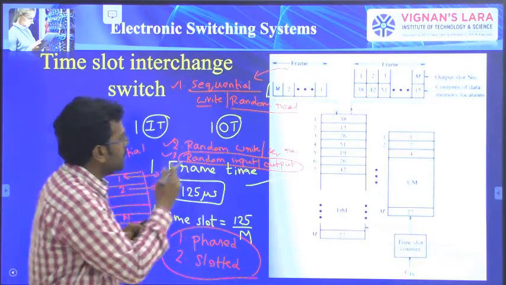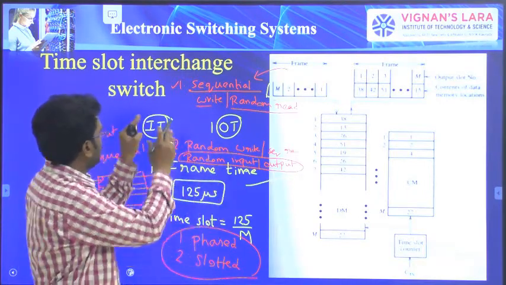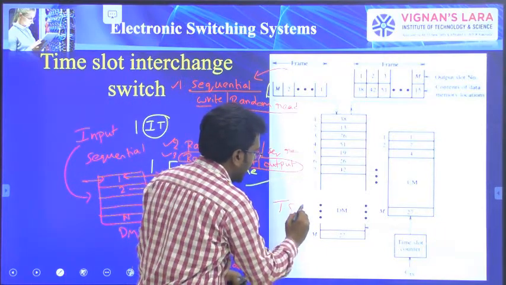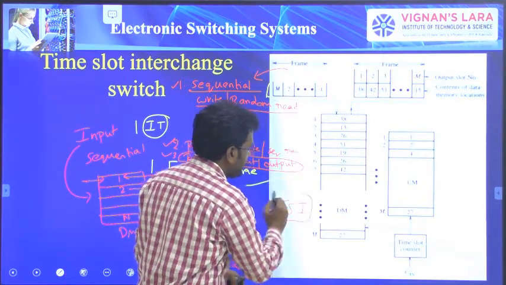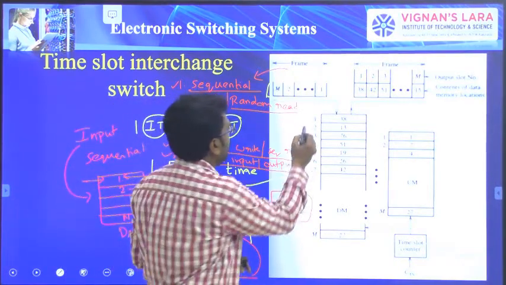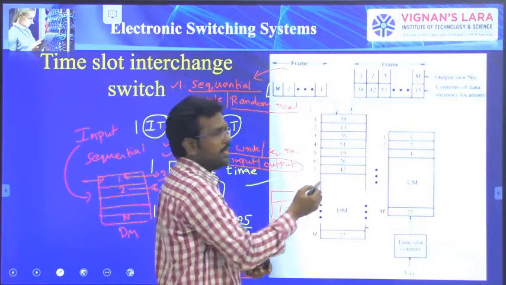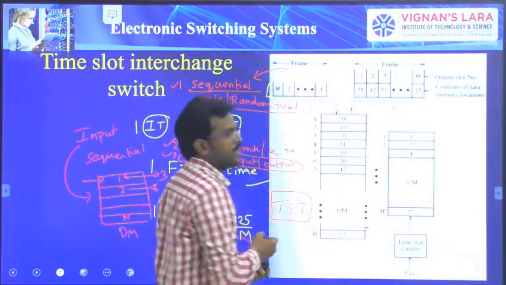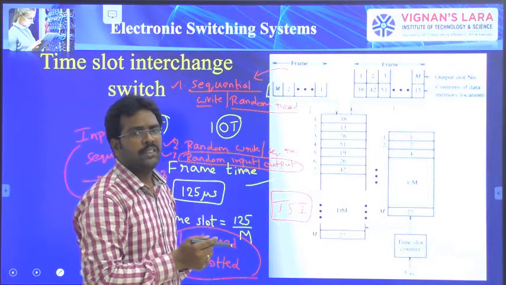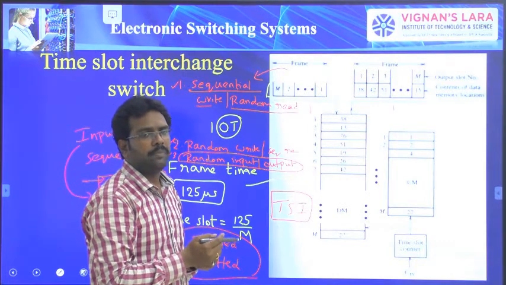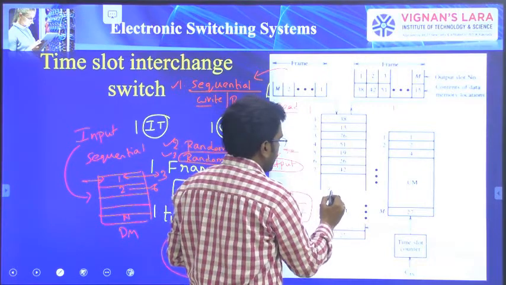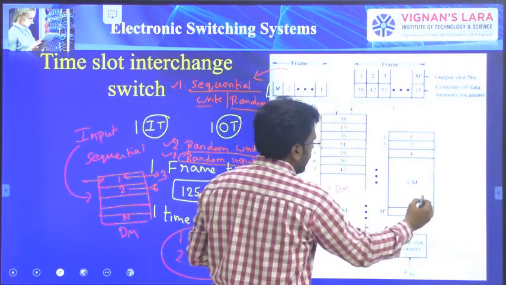Now I am going to use this concept to explain the TSI principle, the time slot interchange principle. To explain this, I am taking an example of only one incoming trunk and one outgoing trunk, which contains M modules in each frame. Here it is going to use one data memory and one control memory.